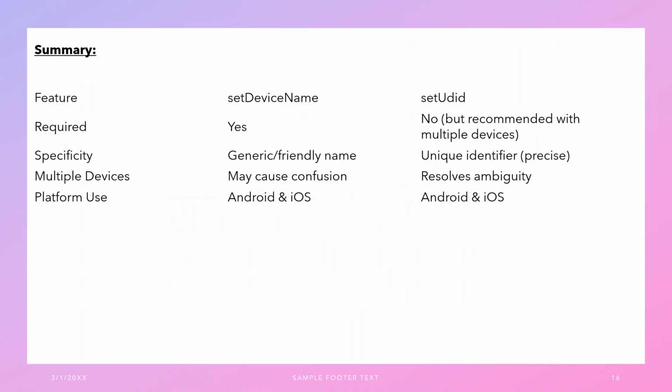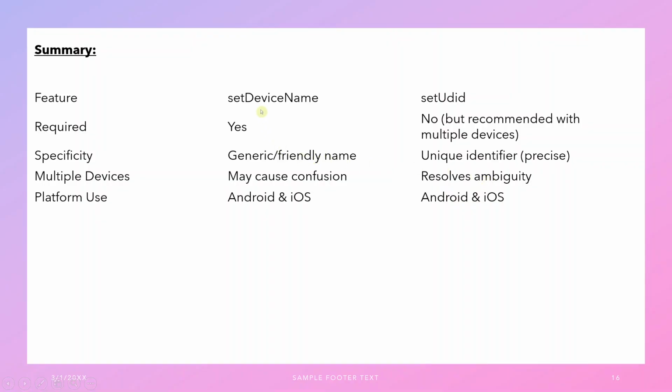And a quick summary comparing both capabilities. Required: yes, setDeviceName is required, and setUdid is not required but recommended with multiple devices. For device name, we use a generic and friendly name, that is Pixel 9, Pixel 6, like that. And for setUdid, a unique identifier. If you are using multiple devices, better to use setUdid because it resolves the ambiguity.